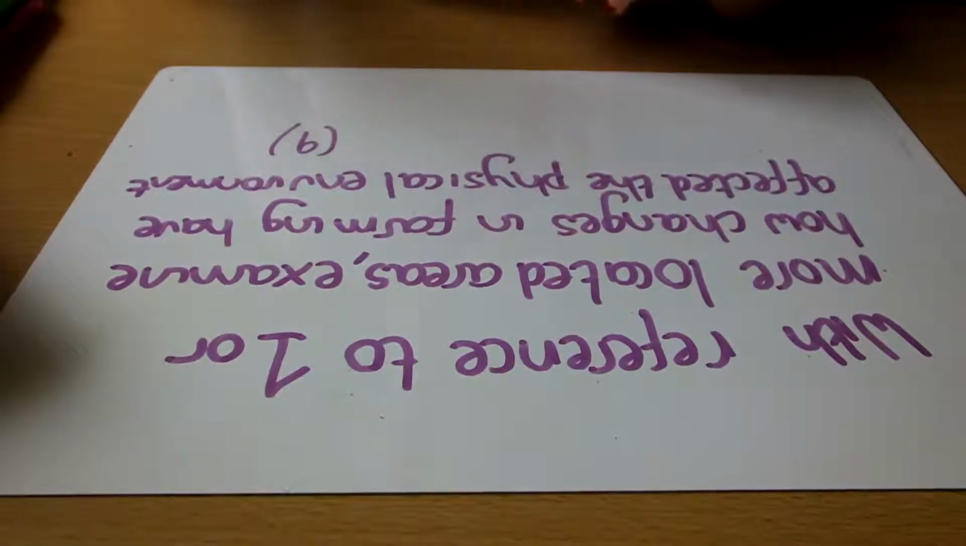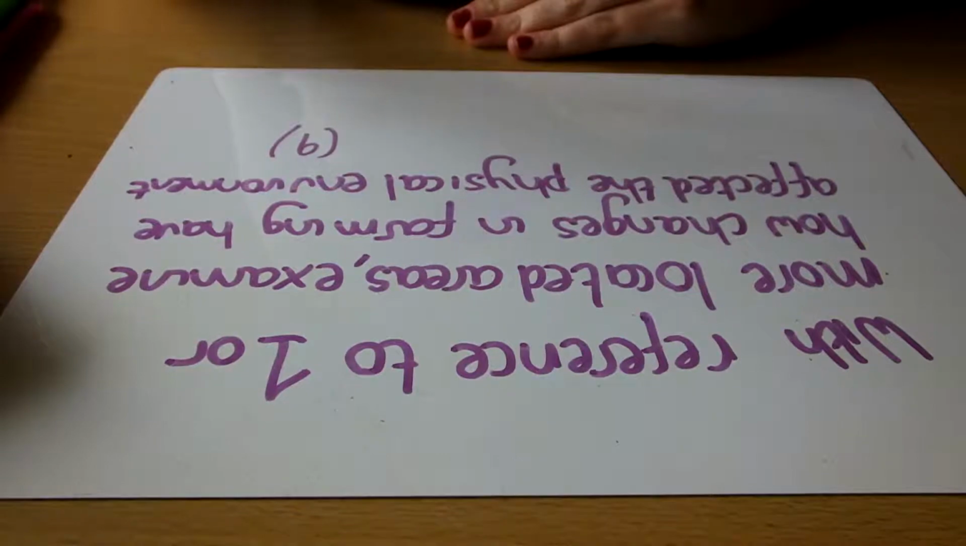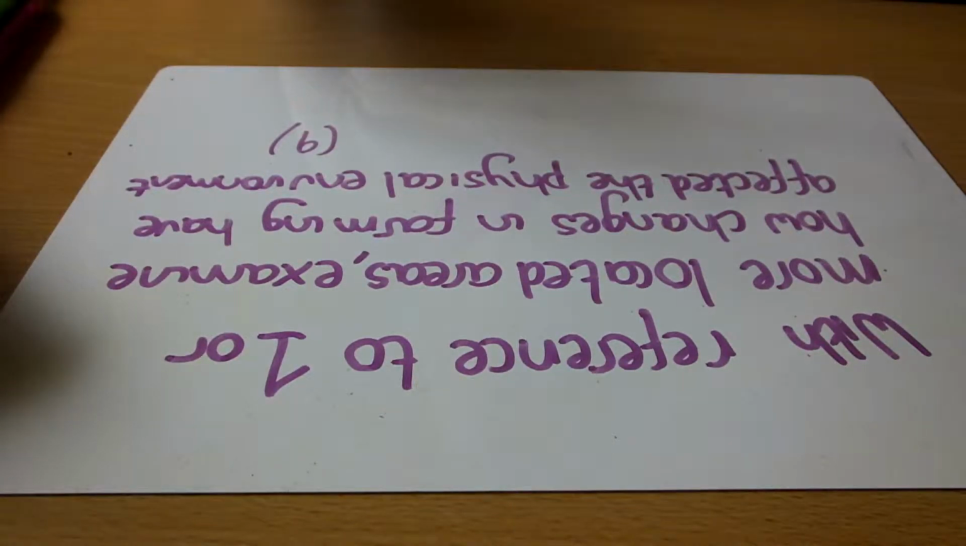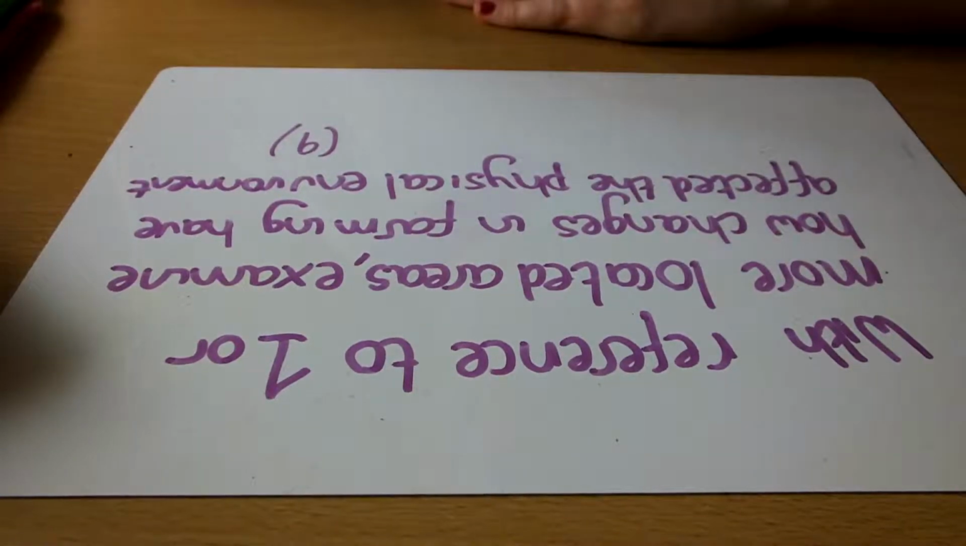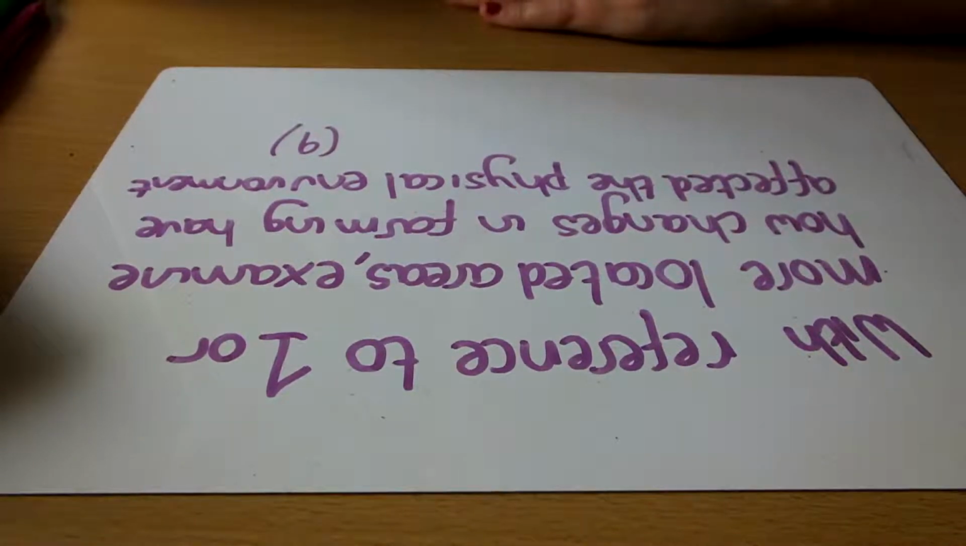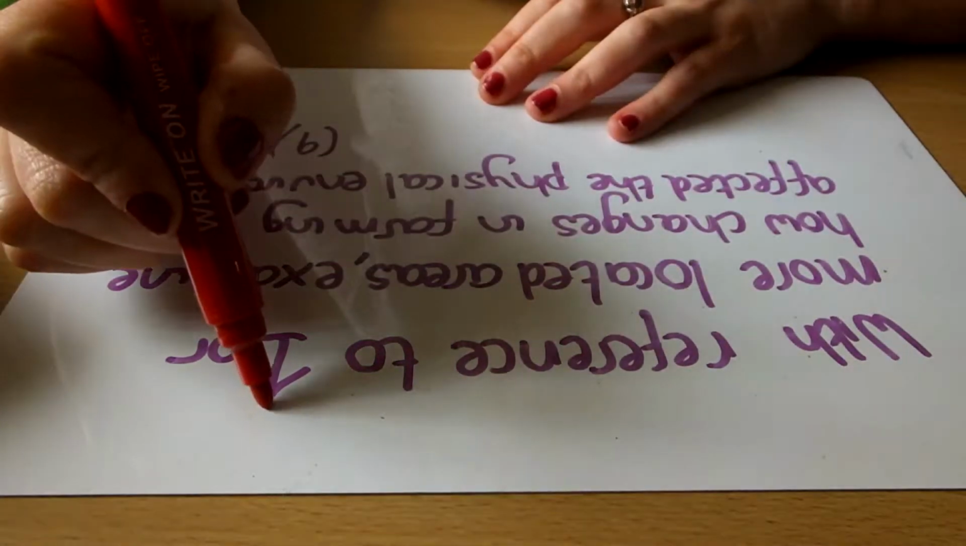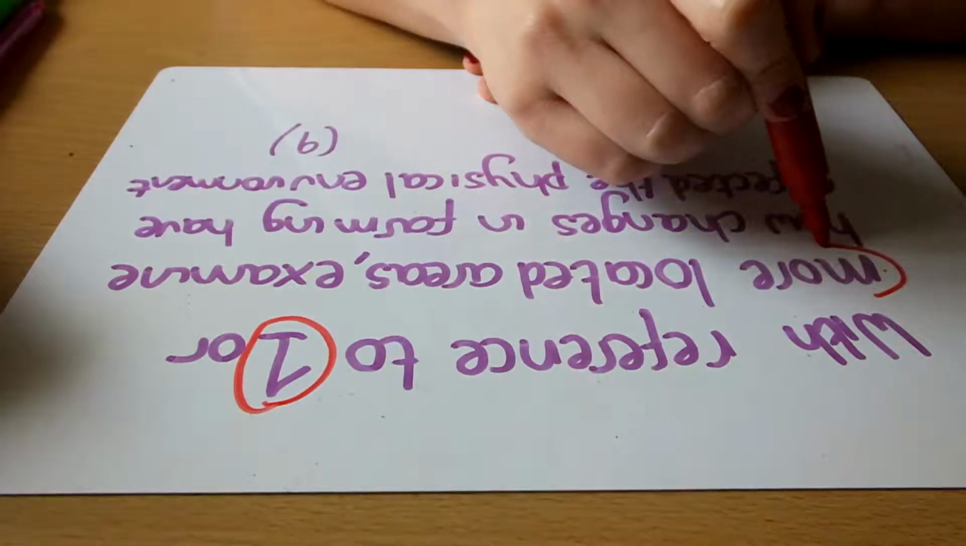Hi, so in this video we're going to look at one of the 9 markers which you seem to not be getting the maximum amount of marks on. So with reference to one or more located areas, examine how changes in farming have affected the physical environment. First things first, in this one we can talk about one or more.